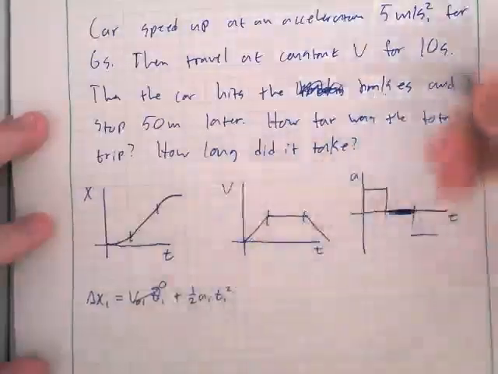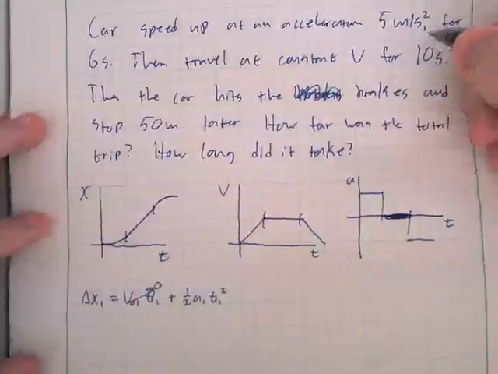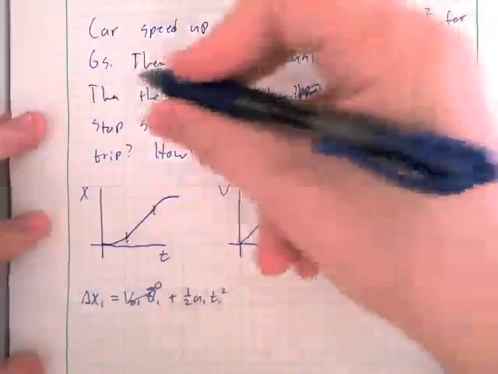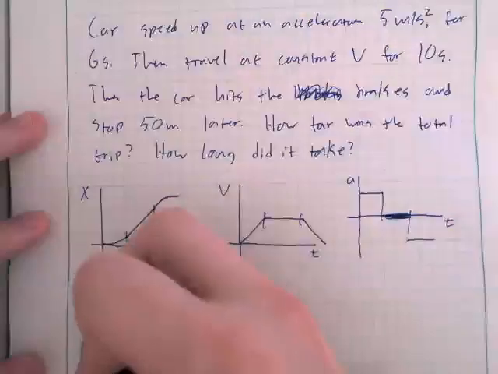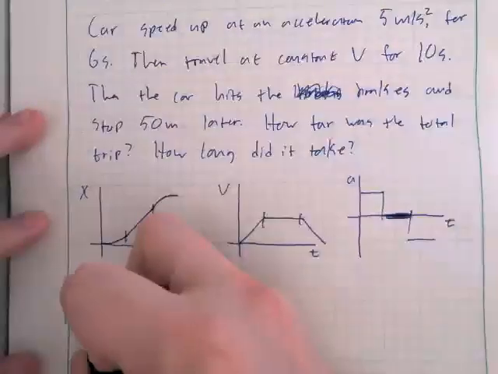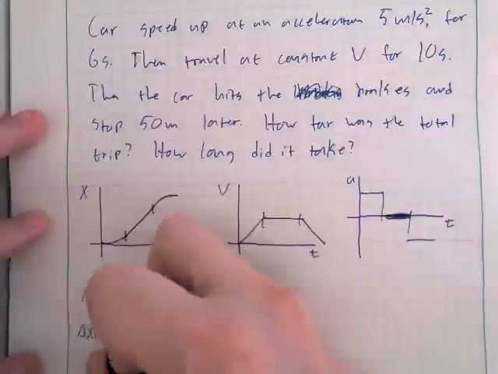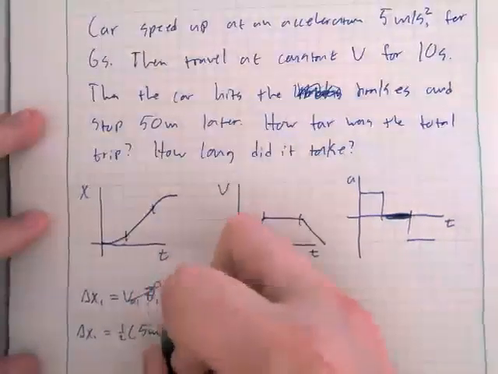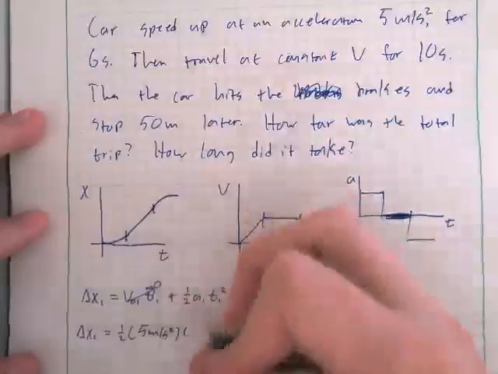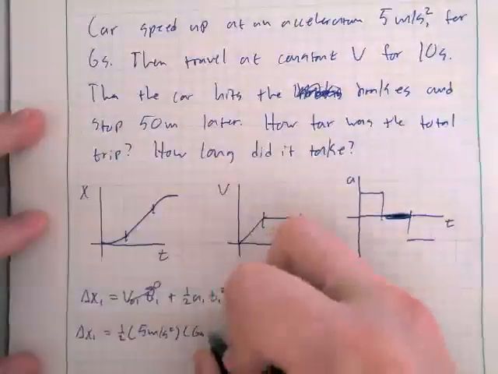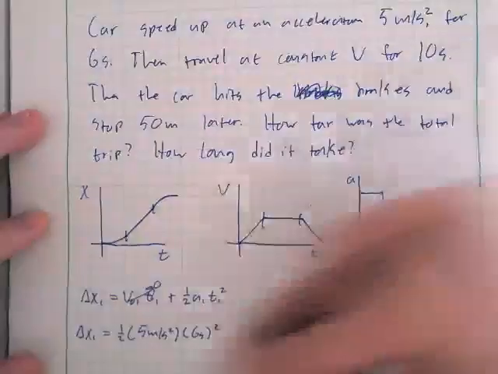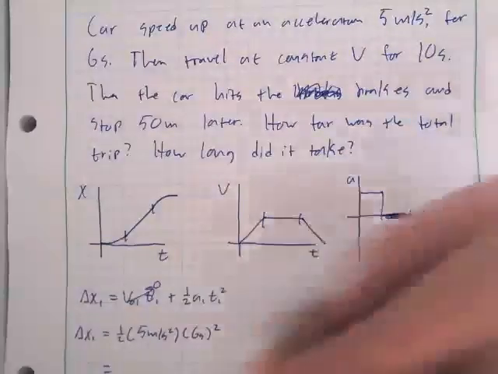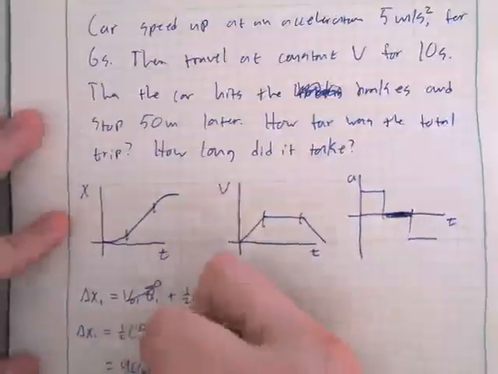What is our acceleration? We know that one: it's 5 meters per second squared. And how long were we accelerating? We were accelerating for 6 seconds. So we can solve straightforwardly for this delta x1. It's going to be 1/2 times 5 meters per second squared times 6 seconds squared, and this distance should be about 90 meters.